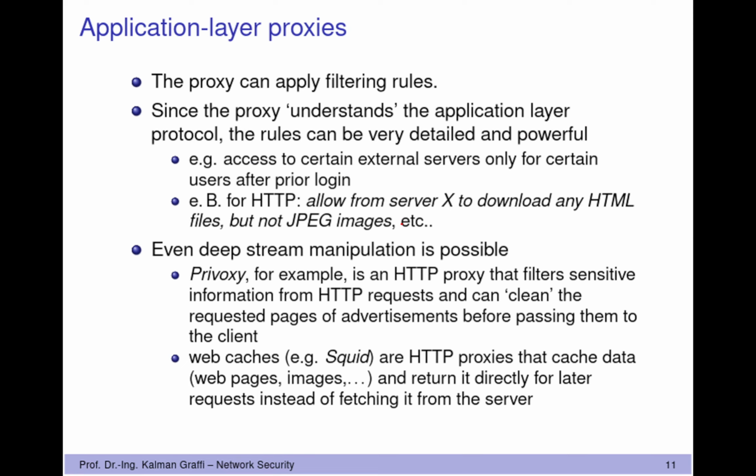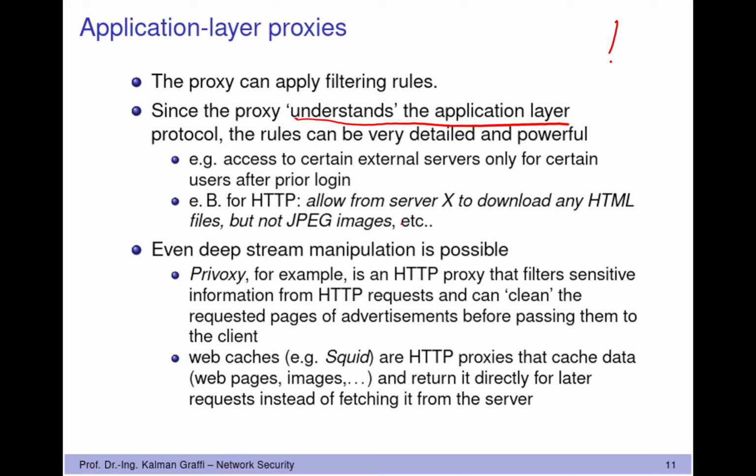Here are some examples. The core element is that the proxy really understands the application layer protocol, so that it can fine-tune what you want. Typically it's used by companies to control where you upload data to. So for example, not to competitors, not to Dropbox or any external sources, or to limit the incoming data traffic, that's maybe also some element.